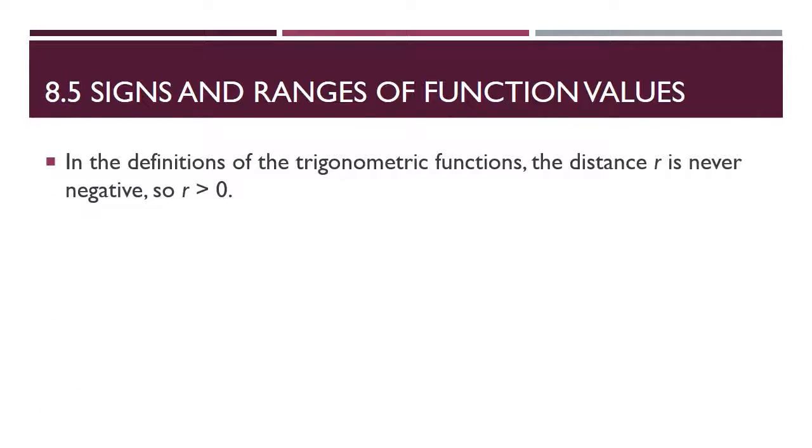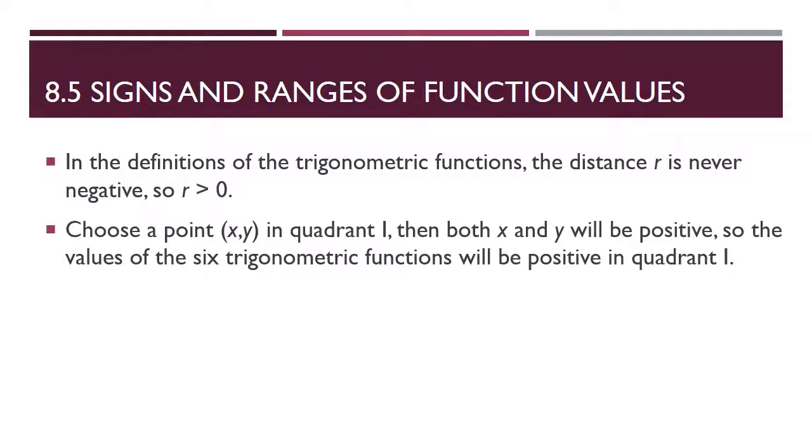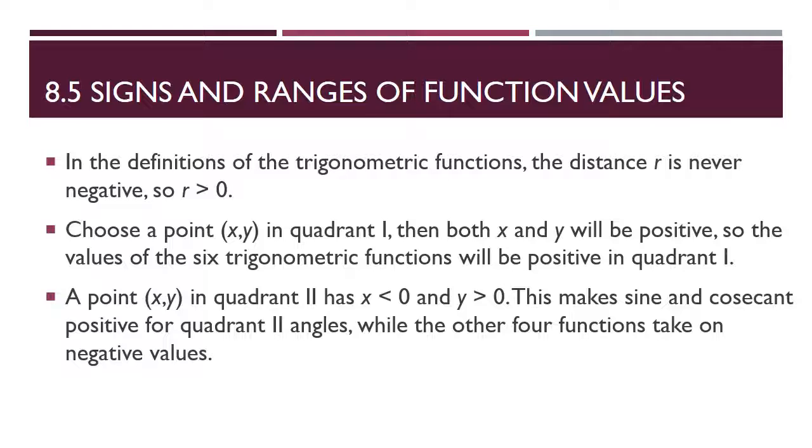So in the definitions, our distance r is never negative. Our r is always positive. It's always greater than 0. Choose a point in quadrant 1. Both x and y will be positive, so the values of the 6 trig functions will be positive. Quadrant 2, x is less than 0, y is greater than 0, so sine and cosecant are positive.